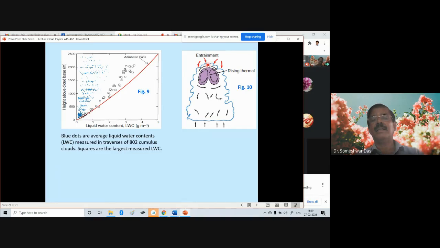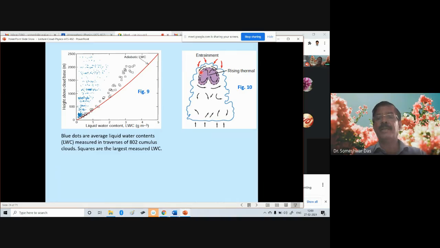Also, when the cloud becomes mature, like a full-fledged cumulonimbus cloud, then detrainment starts from the top of the cloud. There are lateral detrainments also, of course, but the cloud-top detrainment is much larger in magnitude than the lateral detrainment from the cloud. So entrainment and detrainment are two opposite processes, right?